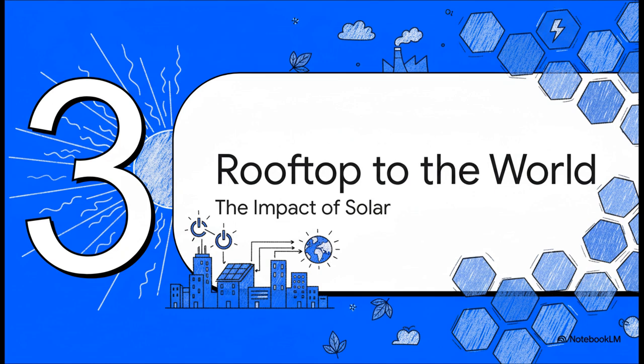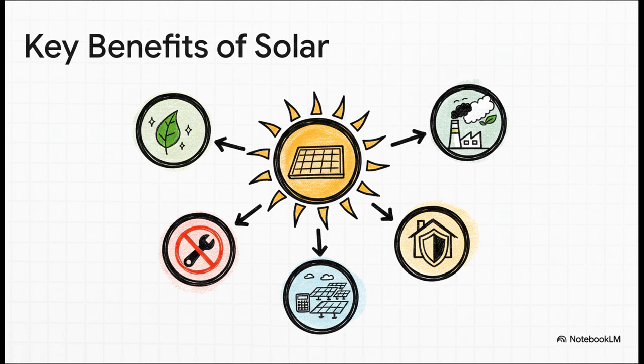So we've got the science, and we've got the different types of cells. Now let's connect all this to the real world. What's the actual impact of this technology on our lives and our planet? The benefits here are just huge. Solar is a clean, renewable, and totally silent source of power. Since there are no moving parts, the maintenance is incredibly low. It's also amazingly scalable. The same basic tech that powers your pocket calculator can be used to build a massive power plant. It helps homeowners and entire countries become more energy independent, and it's a crucial tool in the fight against climate change.